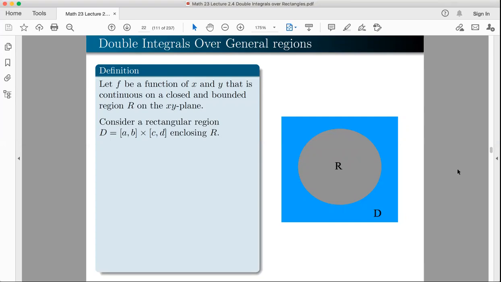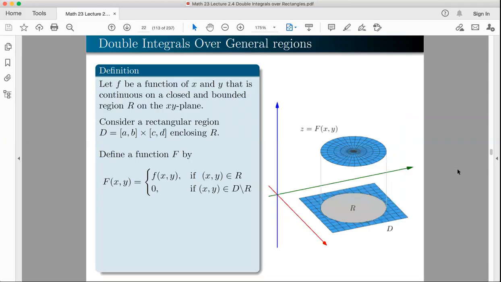And then we define another function, big F. Big F is equal to small f if the point (x, y) is inside the region R, and it is equal to 0 at points outside the region R, but still inside the region D. And then we can say that the double integral of f over R is defined by the double integral of big F over the region D. Now, are they the same?